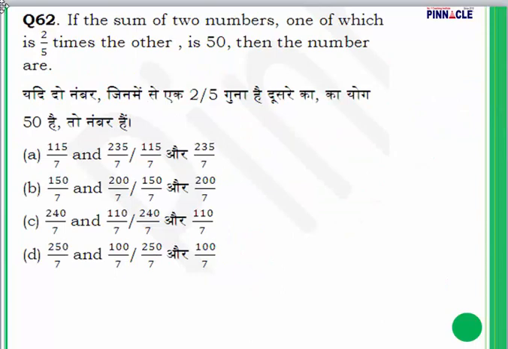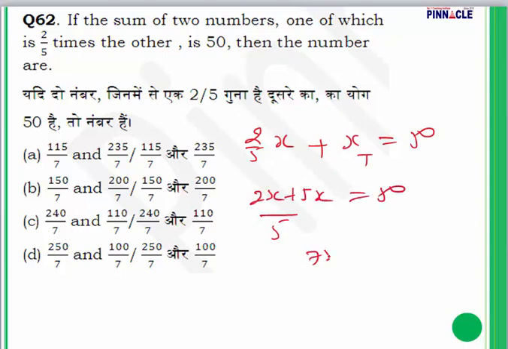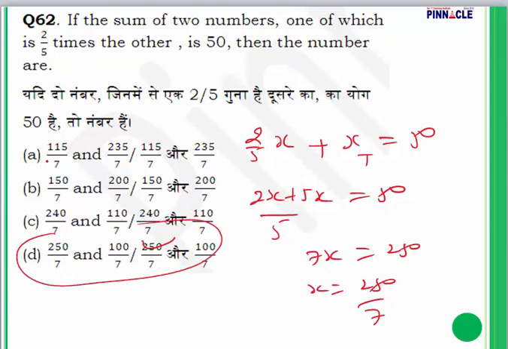Question number 62. If the sum of two numbers, one of which is 2 by 5 of the other, is 50, then the numbers are. If one is X, then the other is 2 by 5 of X, and the sum is 50. We can say take LCM, 2X plus 5X is equal to 50, 7X is equal to 50, X is equal to 250 by 7. None of the others have 250 by 7. So the answer in this particular case is D.